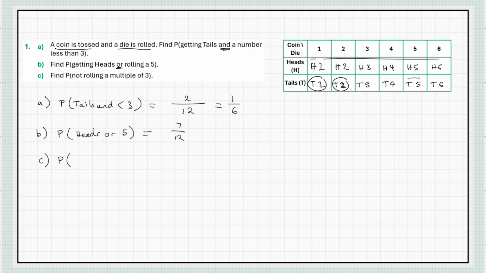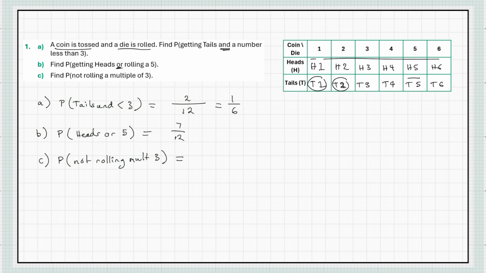Right, probability of not rolling a multiple of 3. Now, obviously, if you were doing this in a test, please write out the whole chance experiment that we're looking at. Don't just abbreviate like I'm doing, but for practice purposes, it's totally fine. Alright, so find the probability of not rolling a multiple of 3.